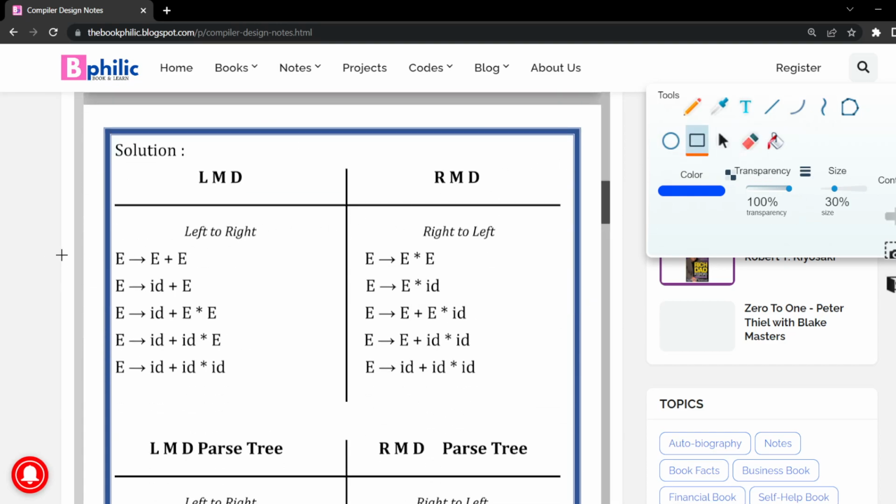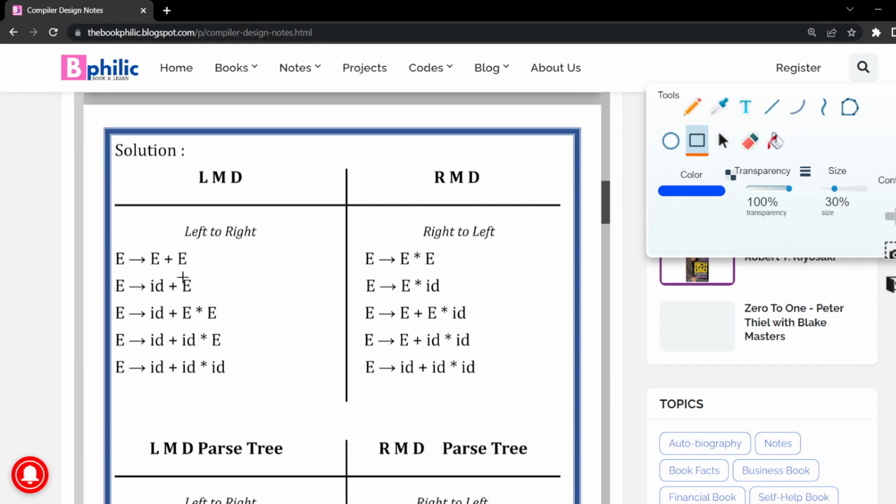First of all, we are getting the capital E derives capital E plus E. As the name suggests, it will be derived from left to right. So the leftmost non-terminal is this capital E, and this capital E will be replaced by a small id, which is a terminal and cannot be derived further. Hope you have understood. In the next stage, we have E derives id plus capital E. In this case, the leftmost non-terminal is capital E, right over here. Hope you can understand it.